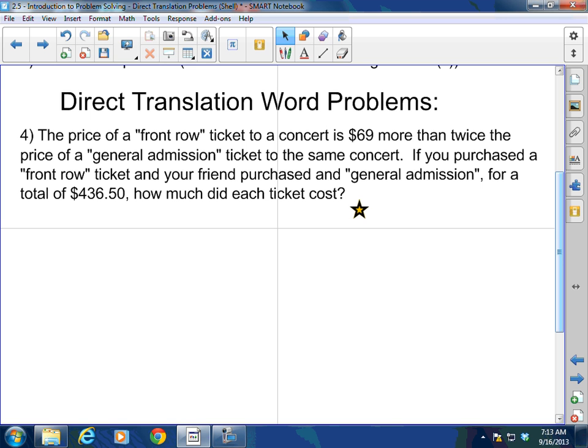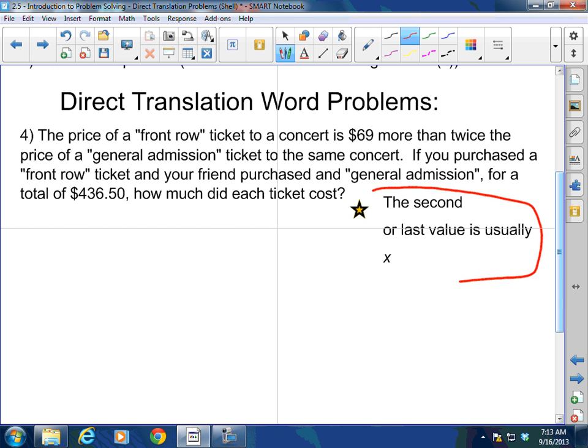Okay. Whenever you attack these comparison problems, please try to remember the following. The second or last value is usually your unknown x. So let's make a table because we have a comparison. We've got front row and general admission. The front row ticket costs $69 more than twice the price of a general admission ticket.